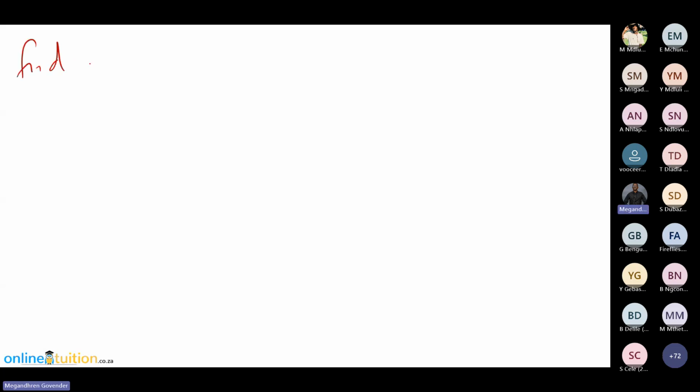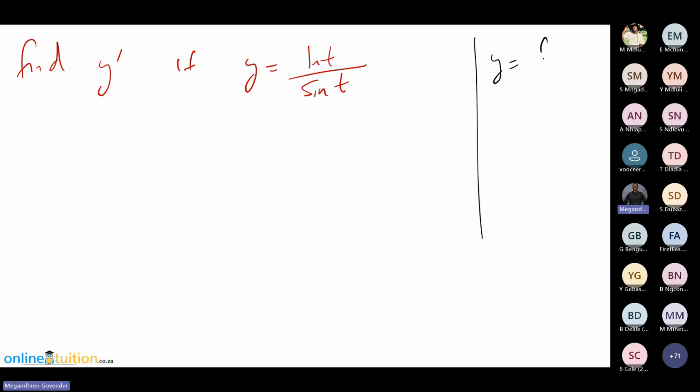Find y prime if y is equal to, give me something interesting. Oh yeah, ln t all over sine t, right? Now remember what the quotient rule tells you. Quotient rule tells you if you've got a function y is f over g, then y prime is g f prime minus f g prime all over g squared.